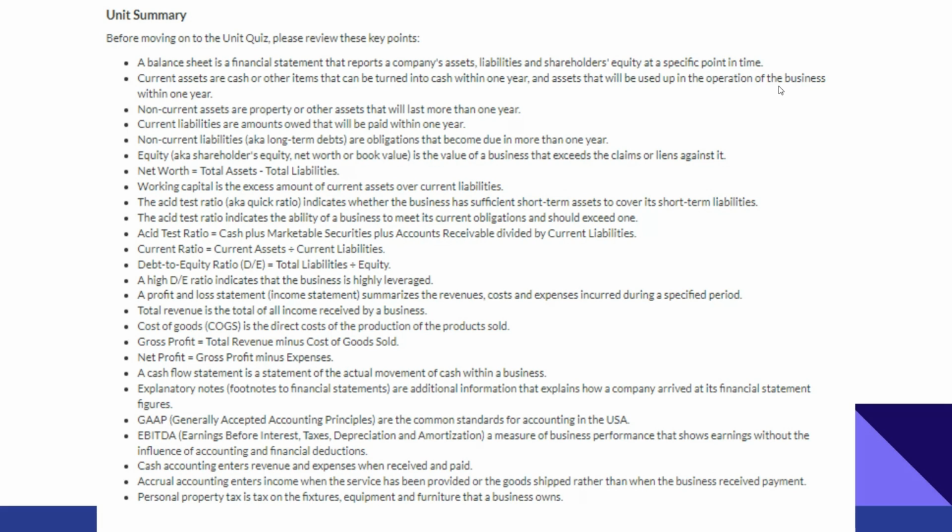Cash accounting enters revenue and expense when received and paid. Accrual accounting enters income when the service has been provided or the goods shipped, rather than when the business receives payment. Personal property tax is tax on the fixtures, equipment, and furniture that a business owns.